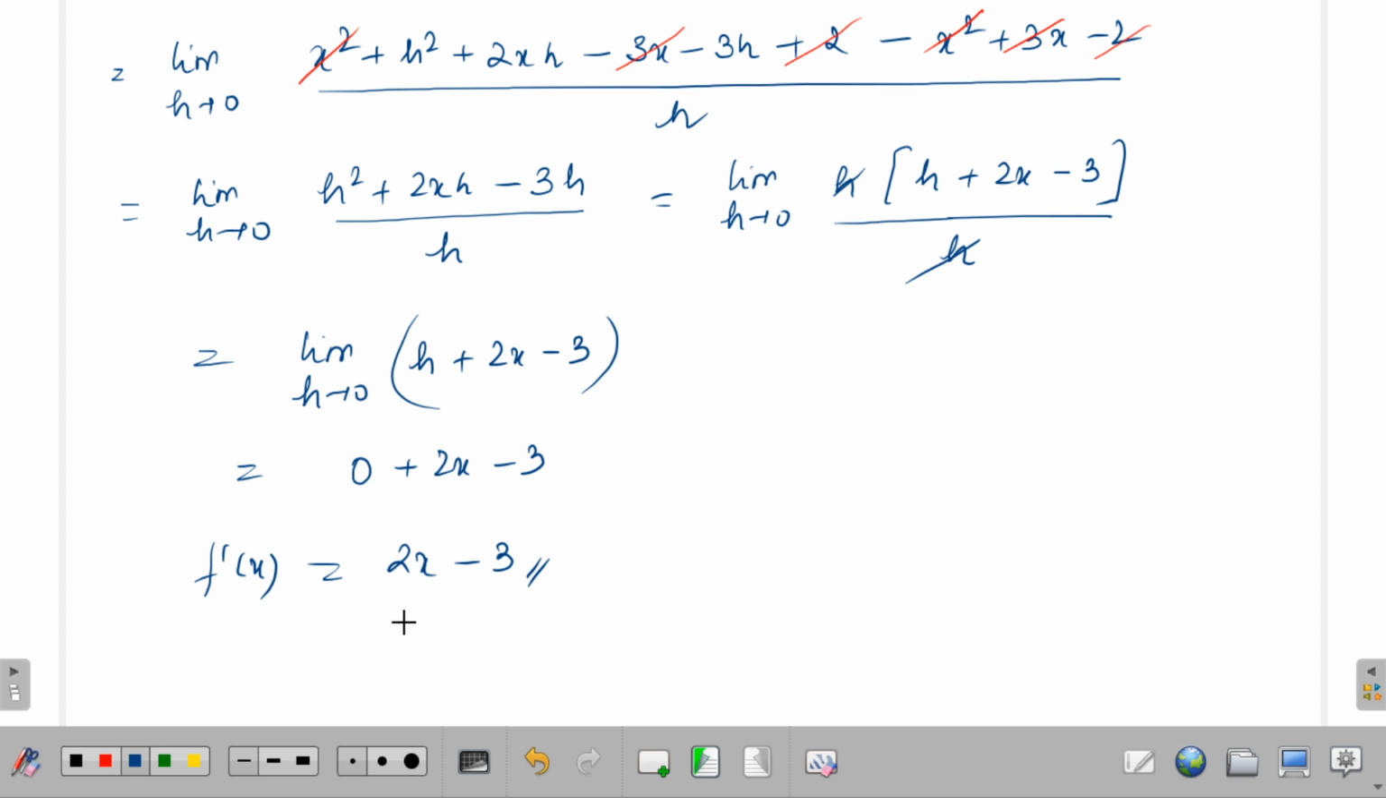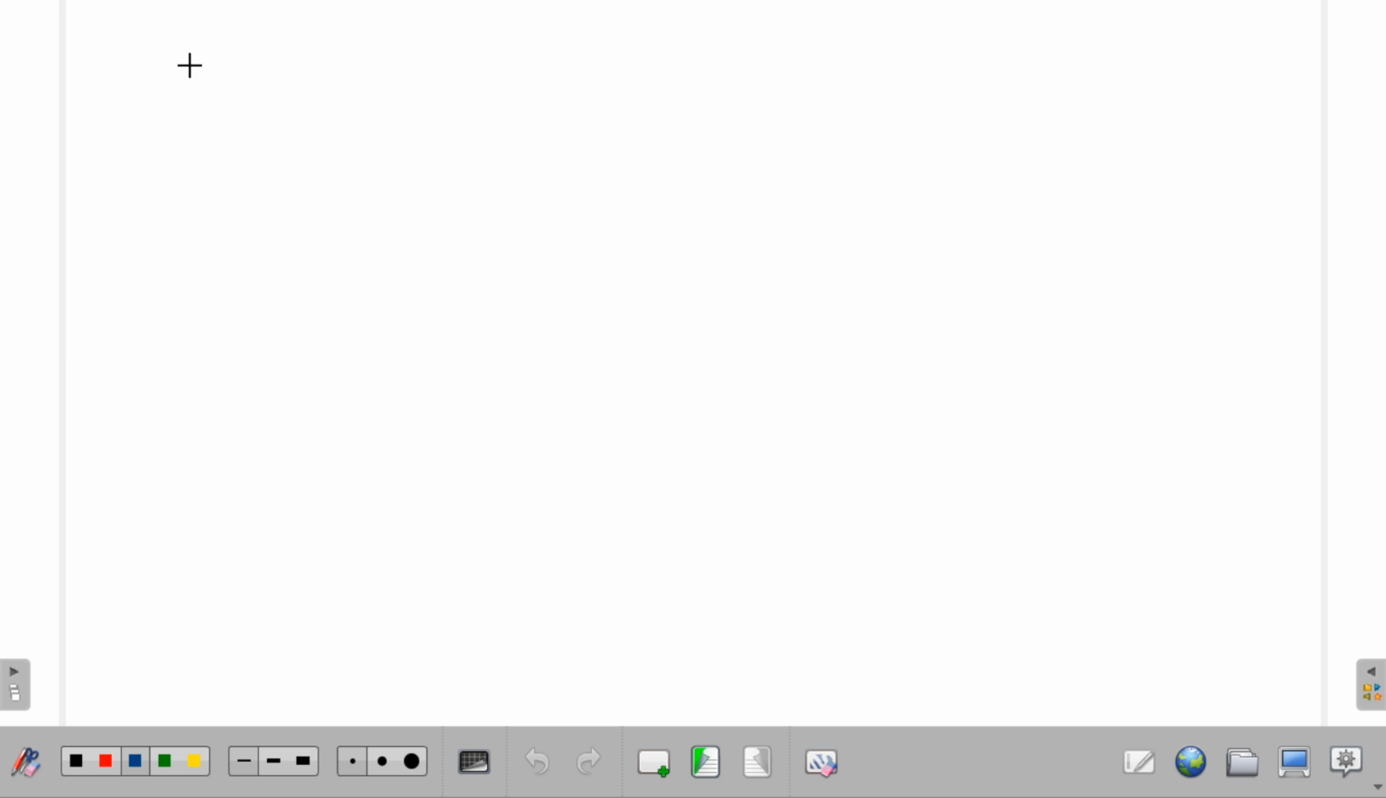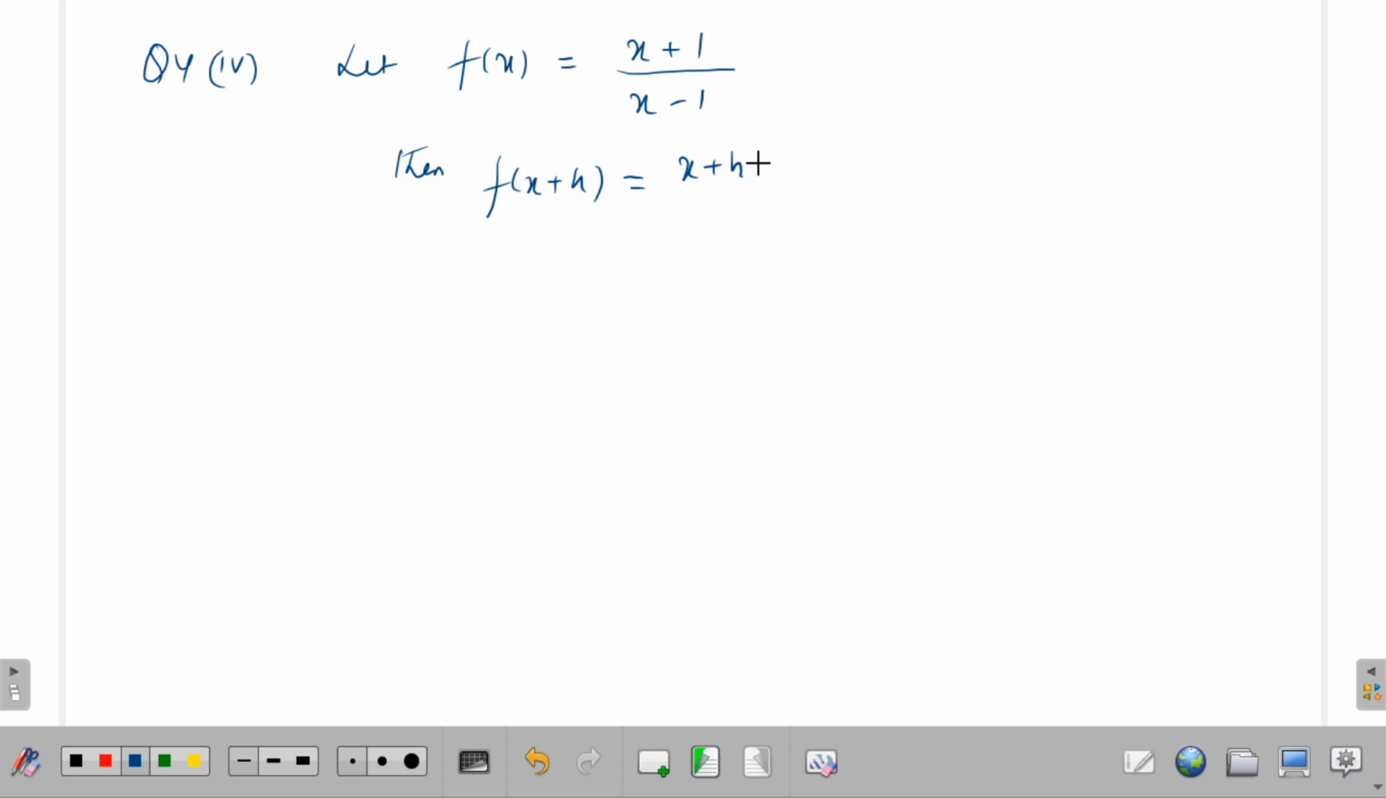Now again in a similar manner, let us try to do a little bit complicated one, nothing more than exercise, sorry, question number 4. So it's again the same thing, let f of x is equal to x plus 1 divided by x minus 1. Then your f of x plus h would be x plus h plus 1 divided by x plus h minus 1.